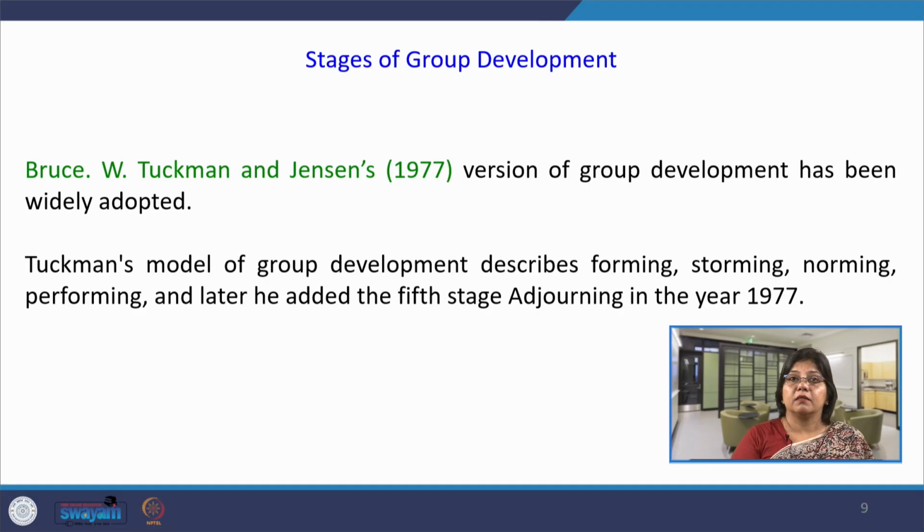The most common stages of group development were given by Bruce Tuckman and Jensen's vision of group development, where they have described 5 stages of group development, that is forming, storming, norming, performing and adjourning.